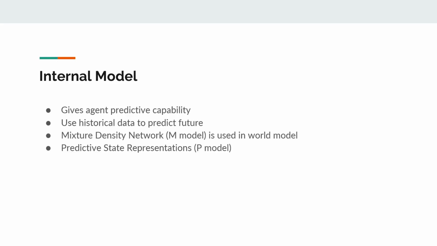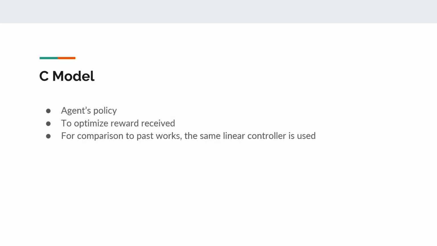In this study, predictive state representations or PSR is used. PSR is based on the prediction of tests, which are finite sequences of action observations. The third component is the agent's policy, which tells the agent the best action to take given the current observation and predicted future to optimize the reward received during the rollout of the environment.